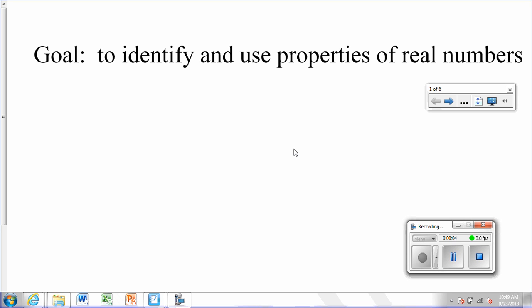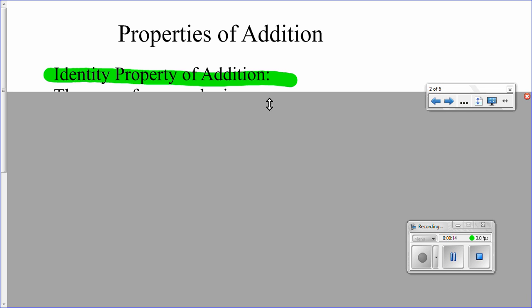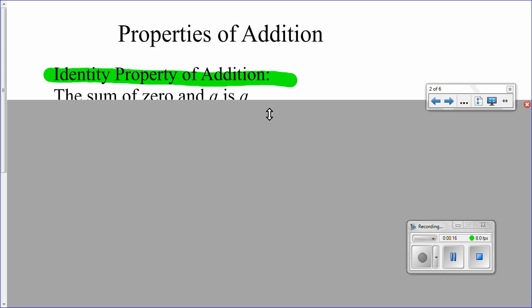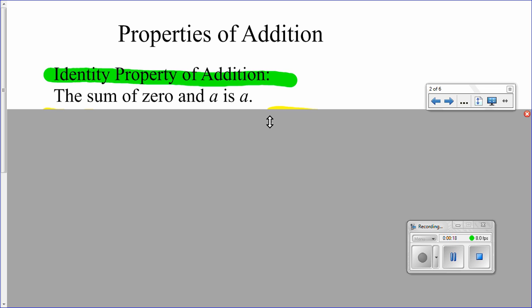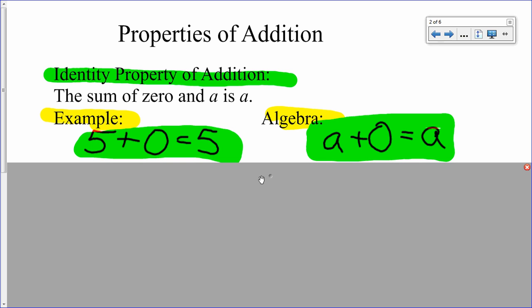Hi everyone. Tonight's lesson is on how to identify and use the properties of real numbers. Our properties of addition. The first one is the identity property of addition, and that states the sum of 0 and A is A. Our example is 5 plus 0 equals 5. Algebraically, A plus 0 equals A.